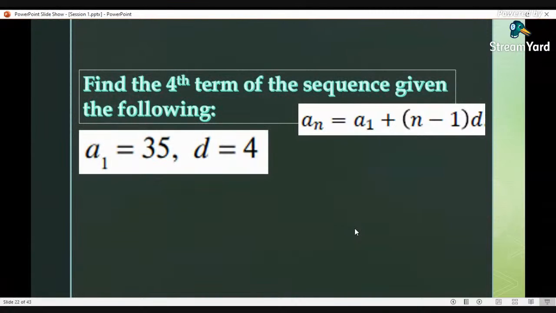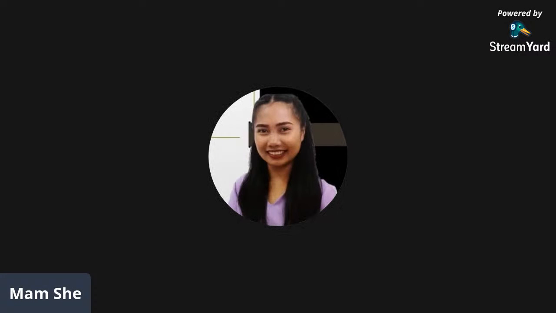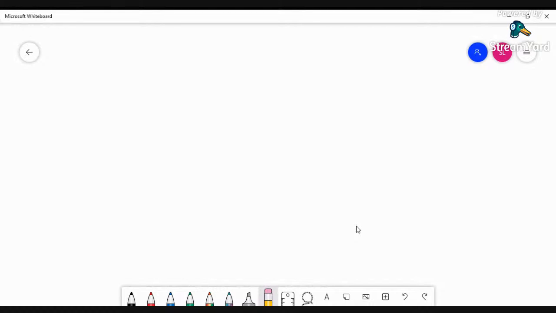Okay, find the fourth term. Our given is a sub 1 equals 35 and d equals 4. Okay, so find the fourth term. So our a sub 1 equals 35. Sorry, what are we finding here?